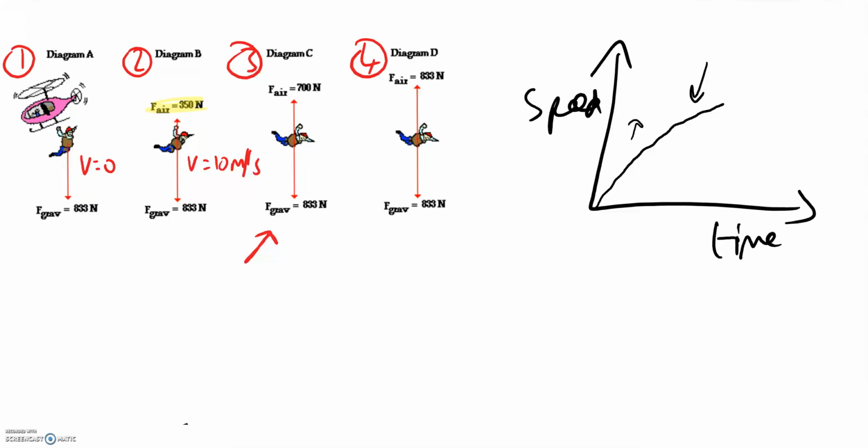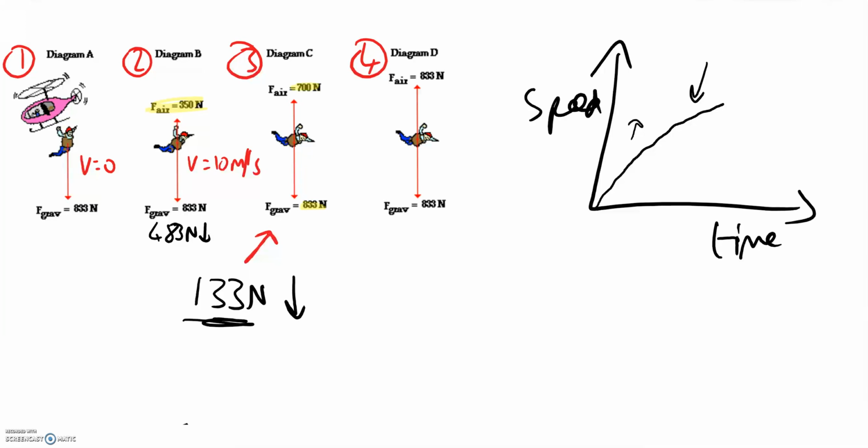So now the resultant force here is going to be 133 newtons downwards. If you're not sure how I worked that out, I did the force of gravity, 833, minus the air resistance force, which is 700. So you can see how this force is getting smaller. Earlier on, it was 833 in the first video. Then it was 483 newtons downwards here. And now I've only got this small one, 133 newtons downwards.